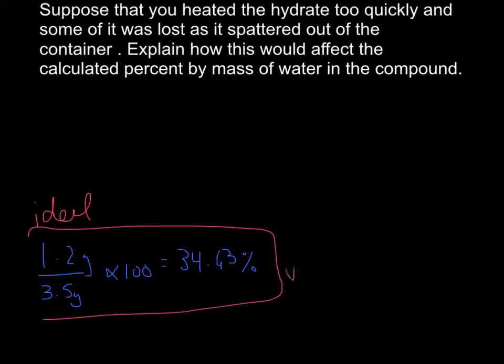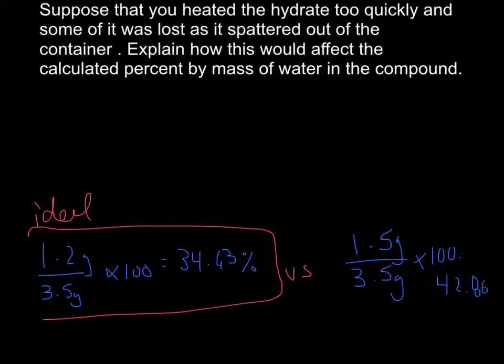And this time, we're going to compare that. And let's then say, well, let's say we weren't careful in our heating. And in our heating, we lost some copper sulfate. And what ends up happening to our overall mass of water? Because remember, this number is our mass of water. This is our total mass. Mass of water, total mass. So we heat too quickly, we lose some amount of copper sulfate, but our math ends up making us think that we've actually lost a greater mass of water. And now our percent jumps up to 42.86%.